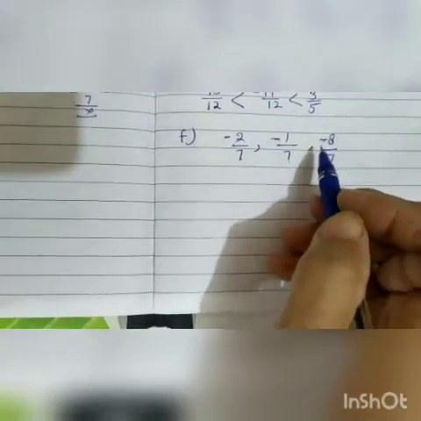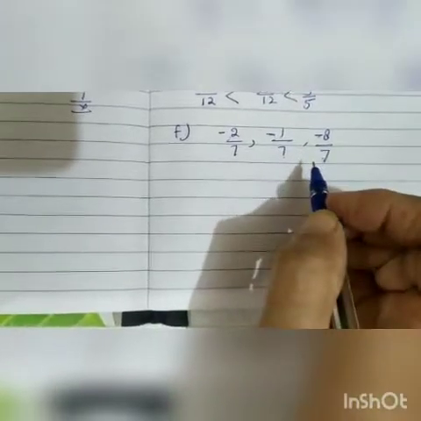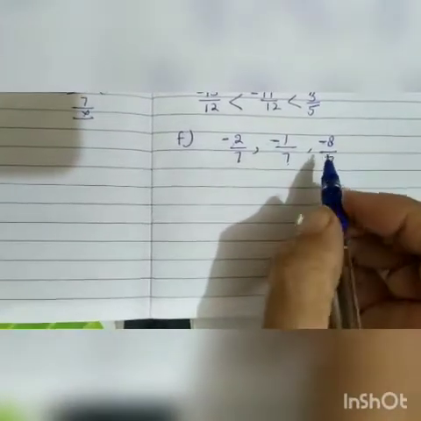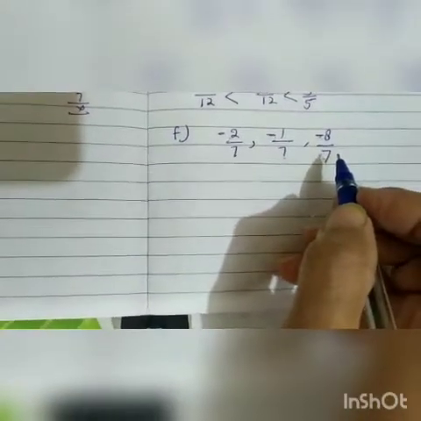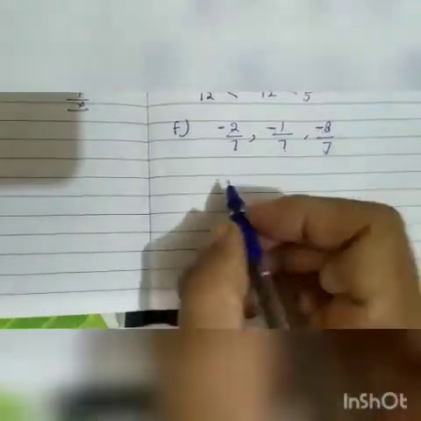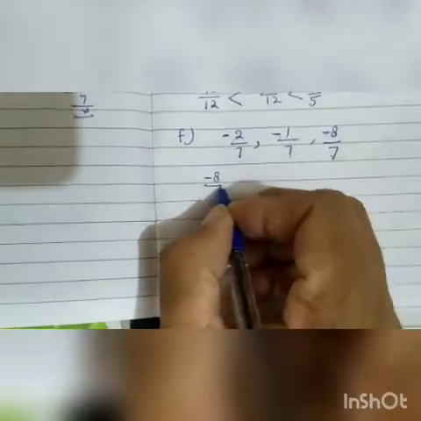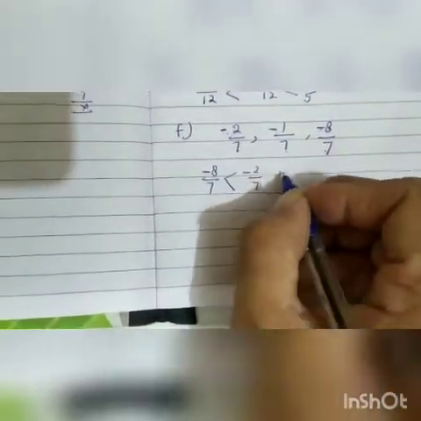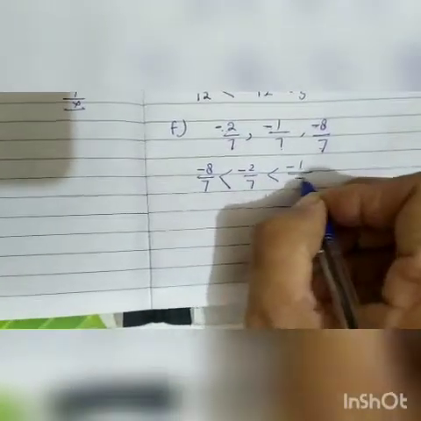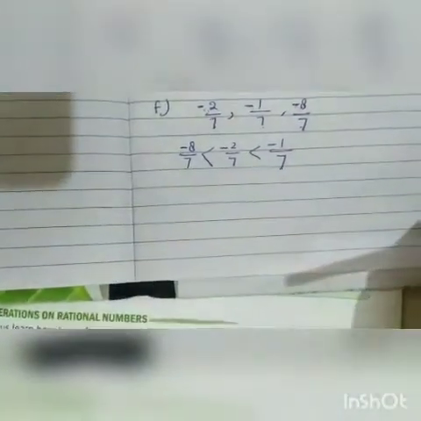And you know, when we compare negative integers, the smallest one will be the biggest one, and the largest one will be the smallest one. So minus 8 upon 7 is the smallest one, then minus 2 upon 7, then minus 1 upon 7. This is the ascending order of the given rational numbers.